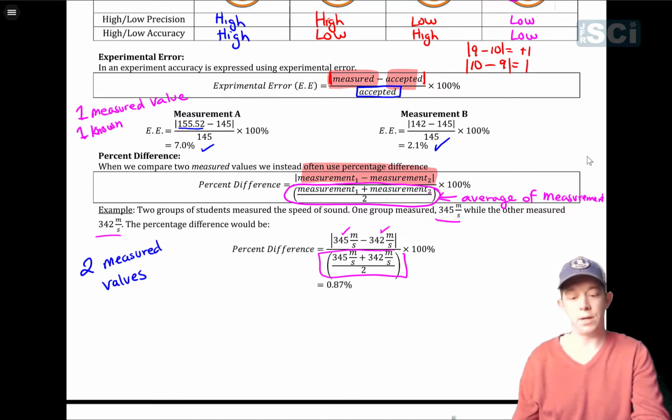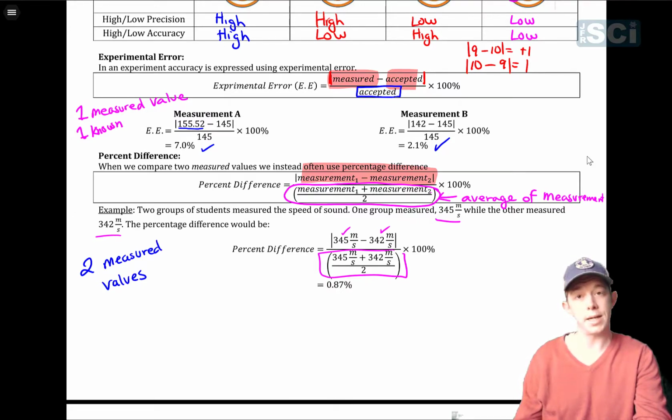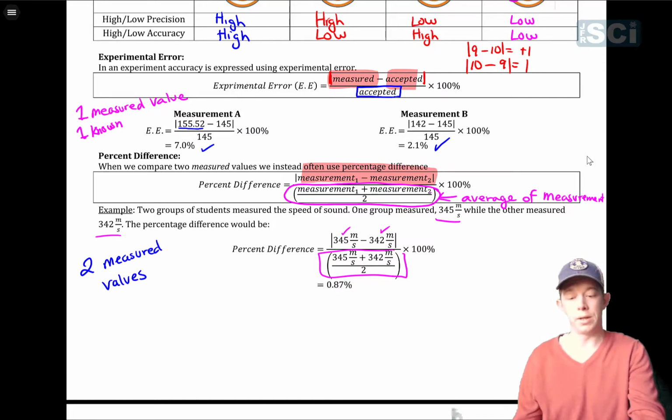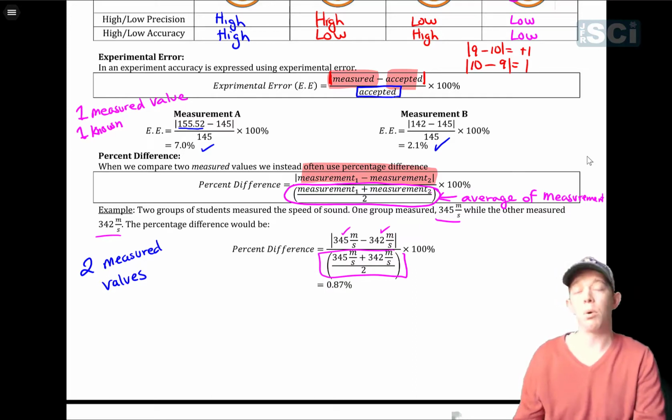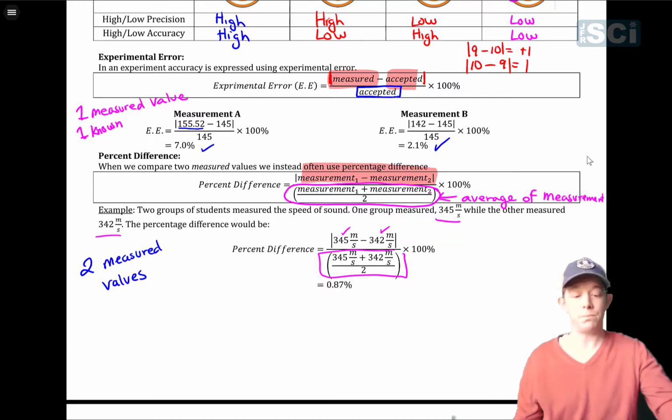So I get 345 meters per second plus 342 meters per second, divided by 2. Then I'm going to take the difference in the numerator divided by my denominator, multiply by 100%, and I get 0.87%, which tells me that the two measured values for the speed of sound were extremely close.